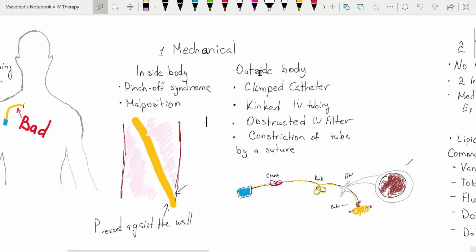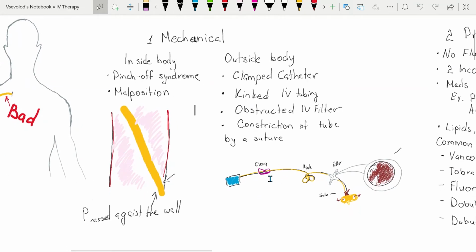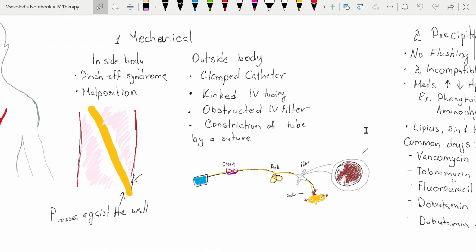A cause that is outside the body could be that the clamp is closed, and that can lead to an inability to aspirate or infuse medications. The catheter may be kinked, the filter could be clotted, and the sutures that secure the catheter to the body can be too tight and block the aspiration or infusion of medications and fluids.